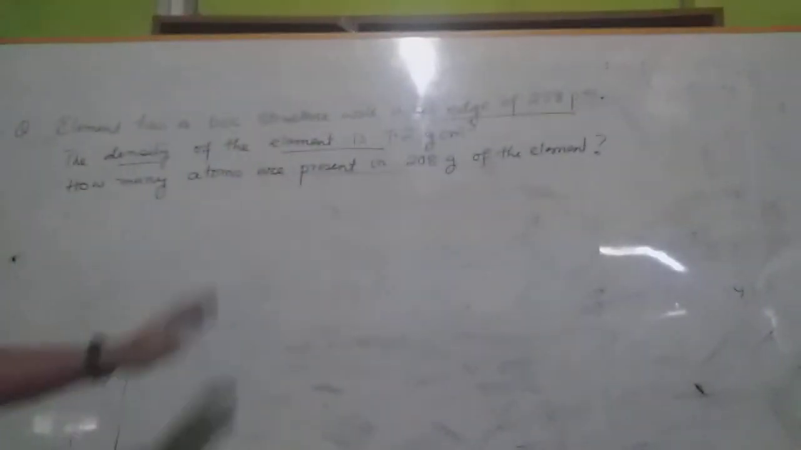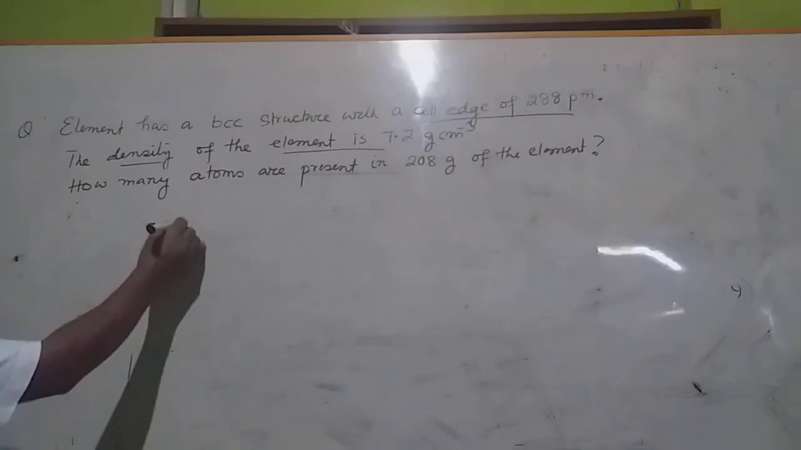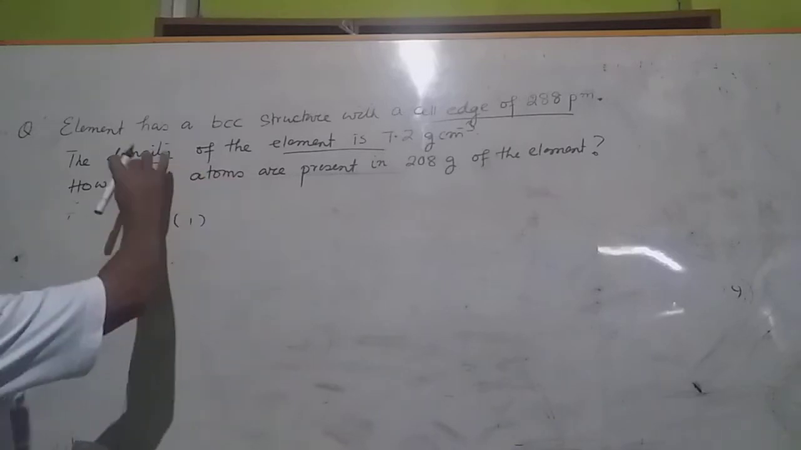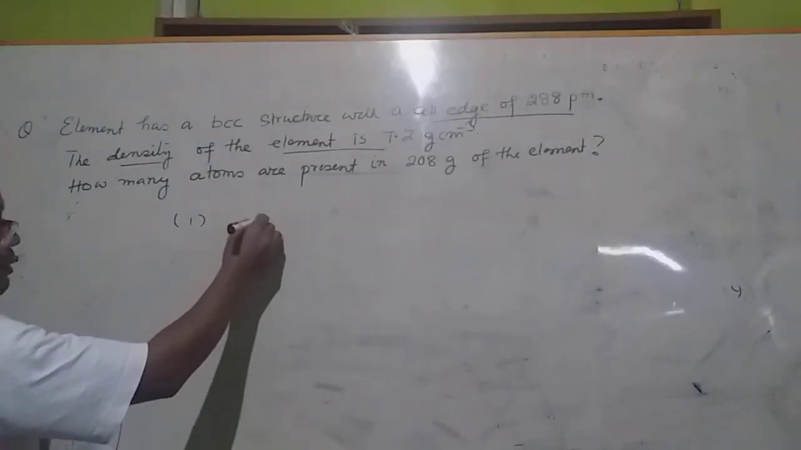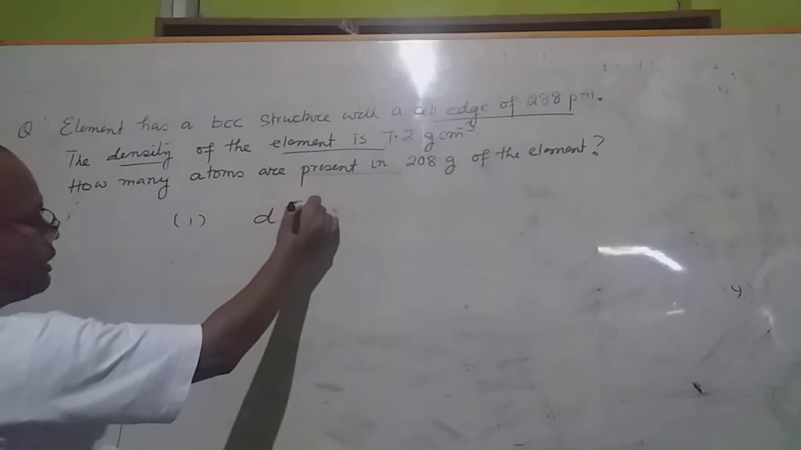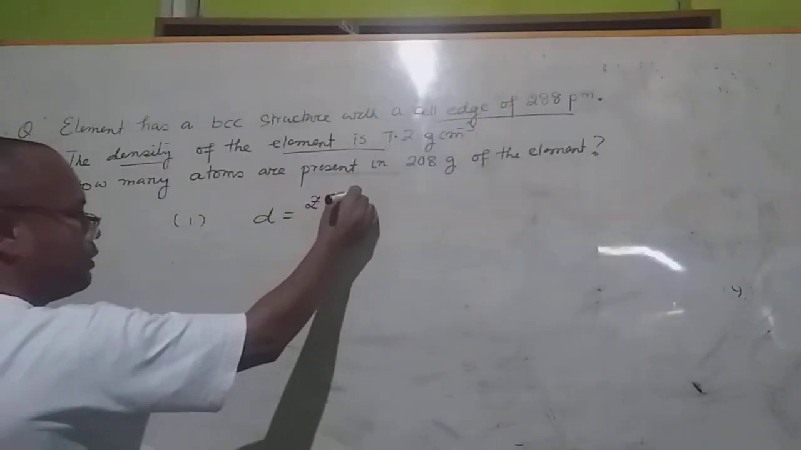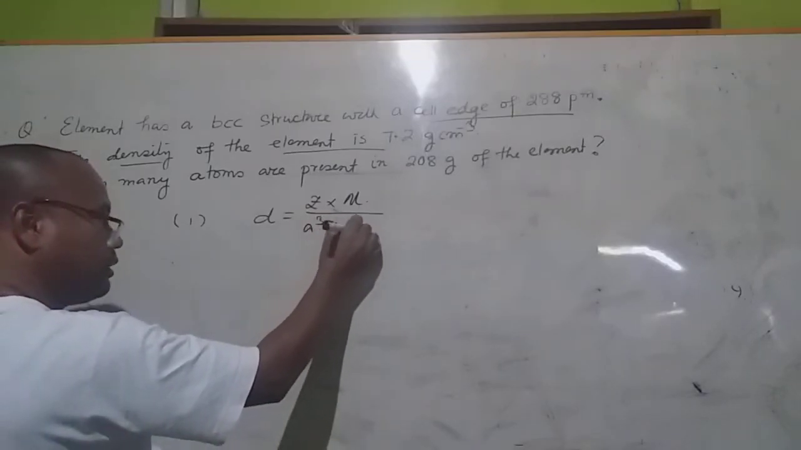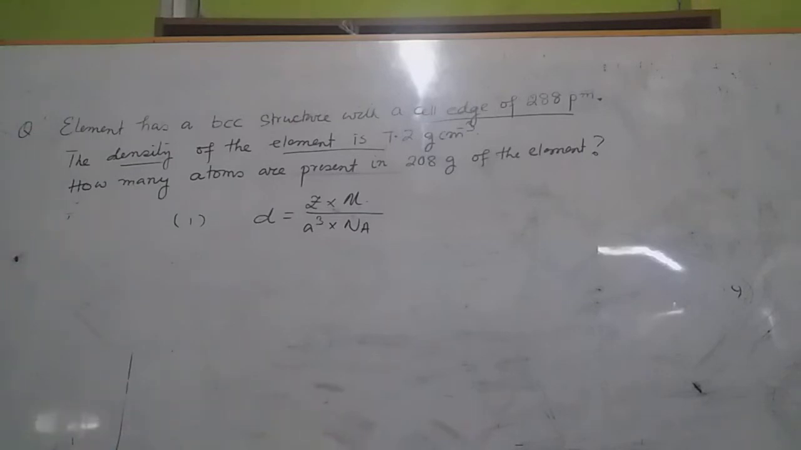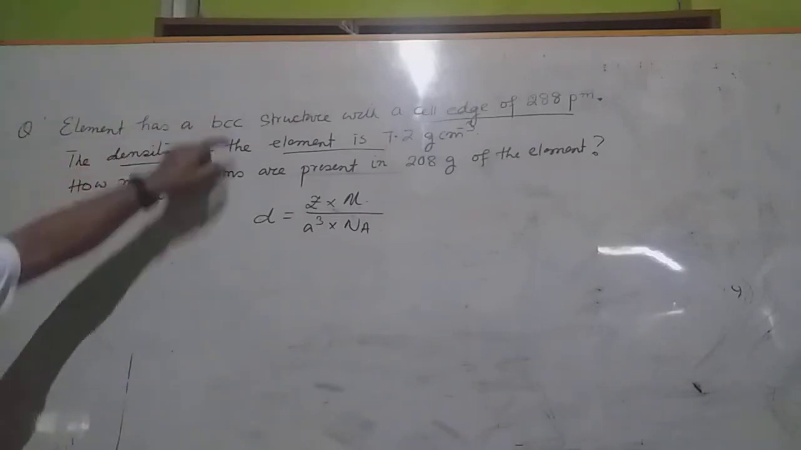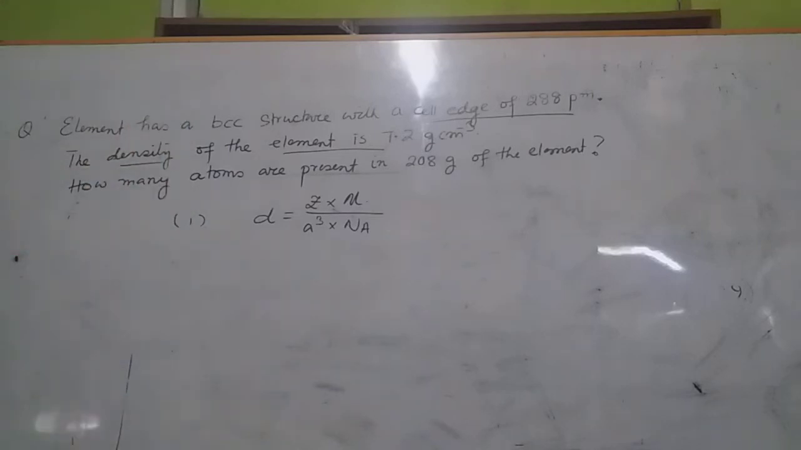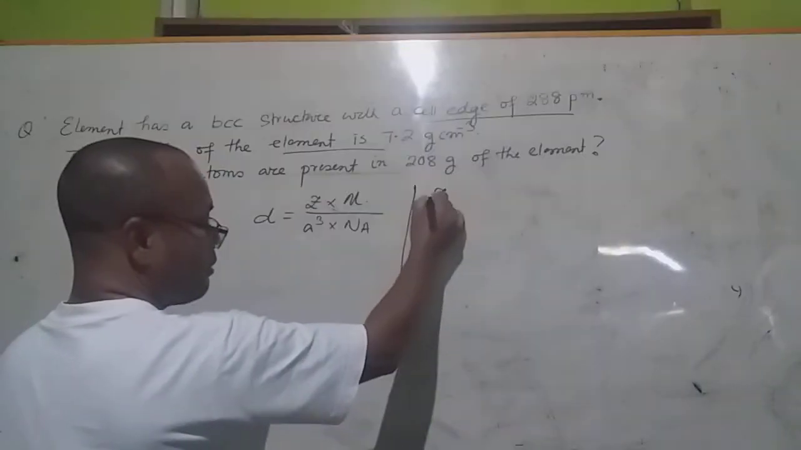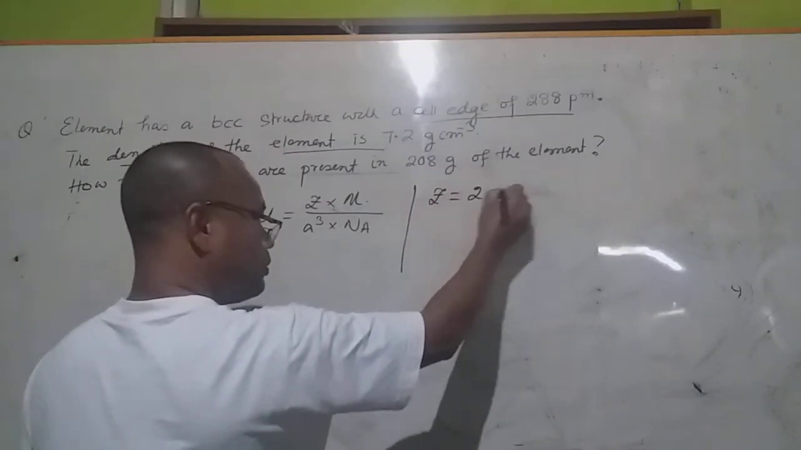So we have 2 approaches. One approach here is, first we have to calculate, from the given density and edge length, what is the formula? The formula is density is equal to Z into molar mass divided by volume of the unit cell multiplied by Avogadro's number. Now here, this element has a BCC structure. So in BCC structure, what is Z? Z is the number of atoms per unit cell. What is the value of Z? That is 2 for BCC.